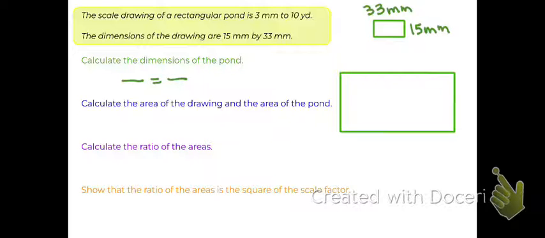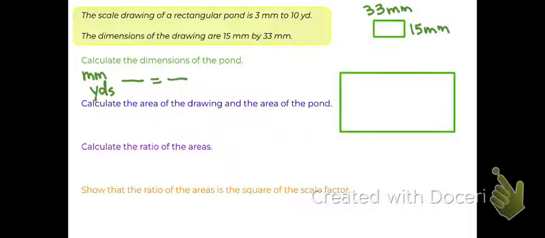Before I start filling in numbers in my ratios, I'm going to decide what's going to go on the top in the numerator and what's going to go on the bottom. It doesn't matter which is which, it's just that you decide and you commit to it. So I'm going to put millimeters in the top and yards in the bottom.